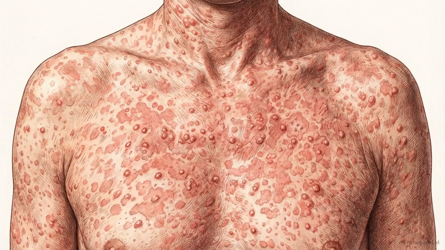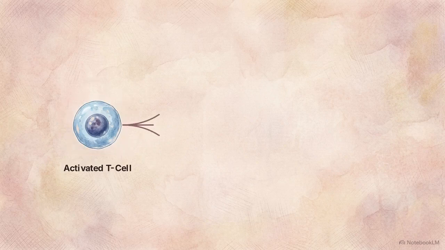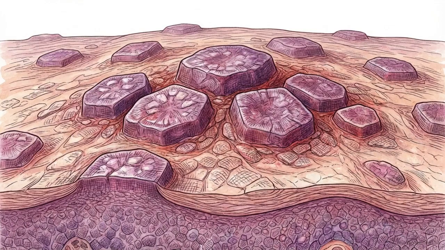A spreading maculopapular rash appearing weeks into pharmacotherapy indicates a deeply entrenched systemic cellular immune cascade, requiring an immediate reassessment of the patient's medication regimen. This cell-mediated pathway can present in morphologically distinct ways depending on the specific pharmacological trigger. Widely used ANS modulators, primarily beta blockers, are known to induce specific lichen planus-like or lichenoid eruptions.